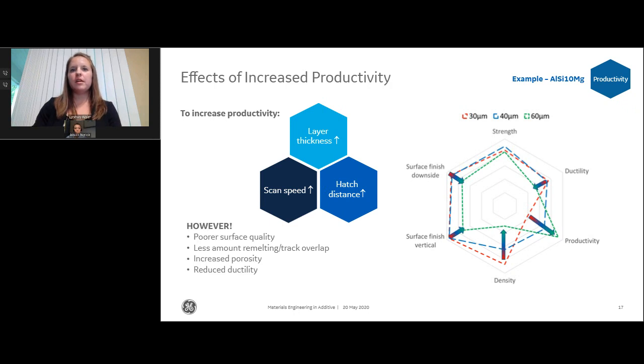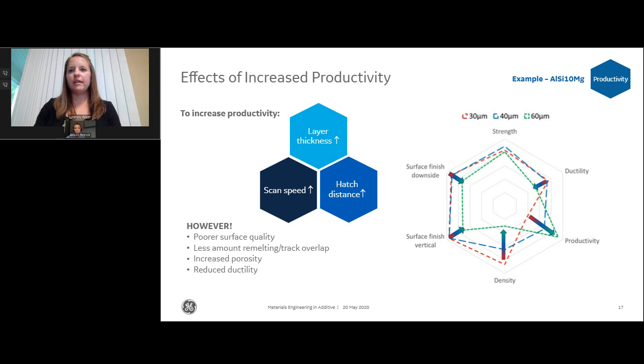If you try to increase these layer thicknesses, hatch distances, and scan speeds without changing any of your other parameters like beam power and spot size, then it can definitely lead to lower surface quality, increased porosity, or lower density. You won't have as much remelting or track overlap, which is then going to cause that lower density. And as a result, you'll have reduced ductility.